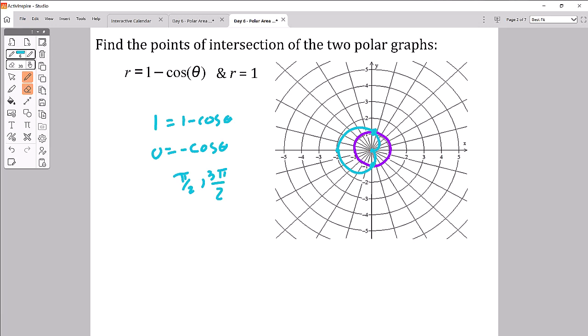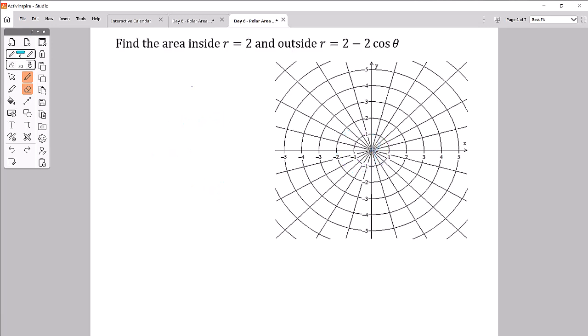Now, the reason this is important is because they'll ask questions like this. Find the area inside of r equals 2 and outside r equals 2 minus 2 cosine theta. So they just made this one a little bit bigger. There's r equals 2. There's 2 minus 2 cosine theta. And so inside of r equals 2, but outside 2 minus 2 cosine theta is this part right here.